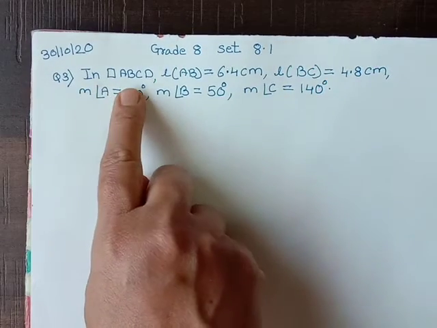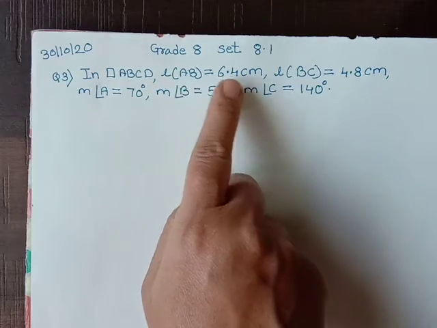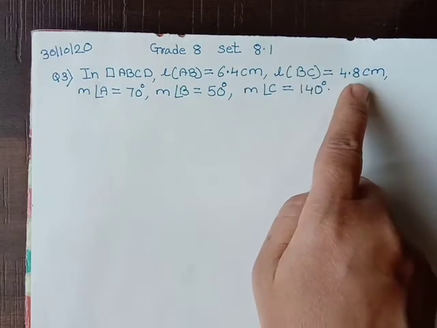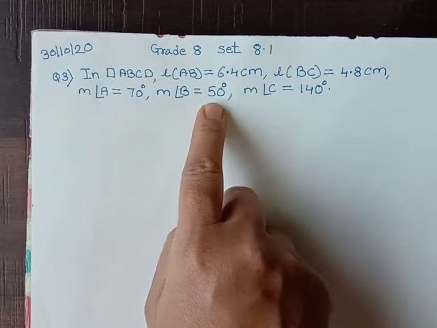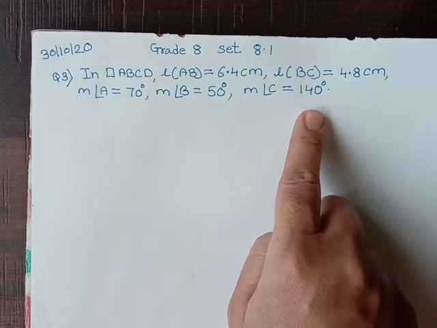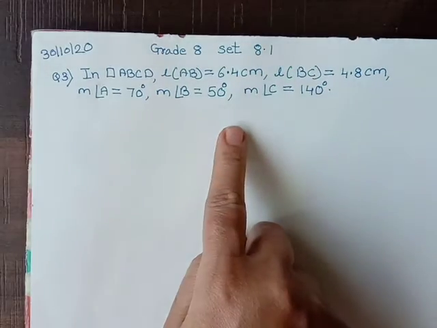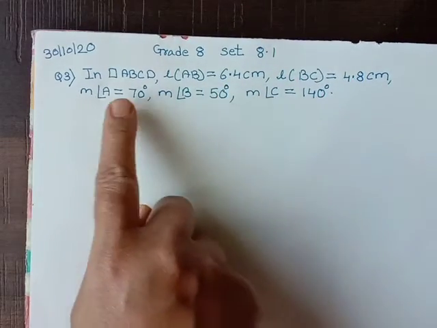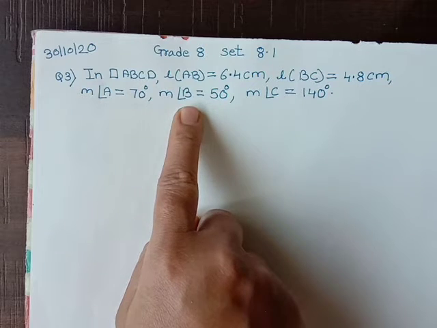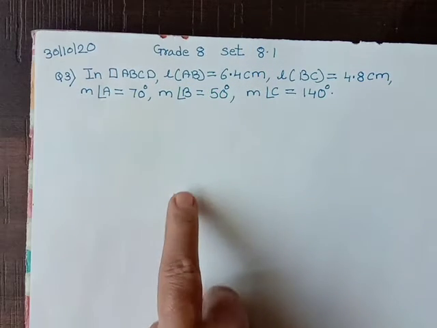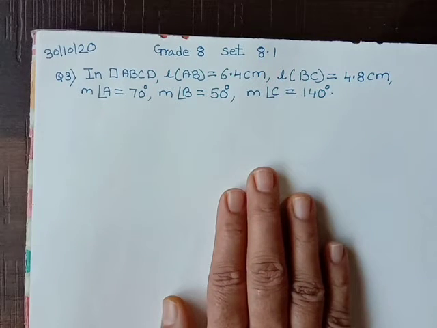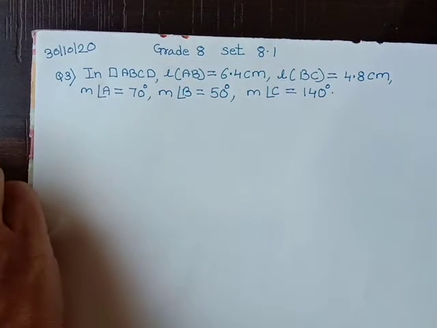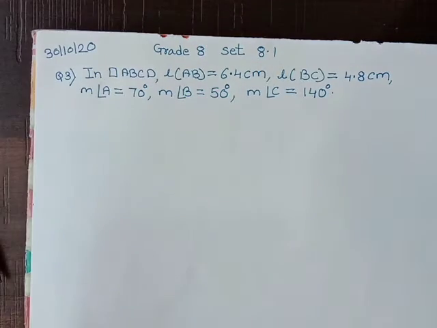You have to draw quadrilateral ABCD such that AB is 6.4, BC is 4.8, angle A is 70 degrees, angle B is 50 degrees and angle C is 140 degrees. If you carefully look at these measurements, AB length is given and the angles at A and B are also given. So it is better that we take AB as base. First, we will draw the rough diagram, and then looking at that rough diagram, we can draw our fair one.